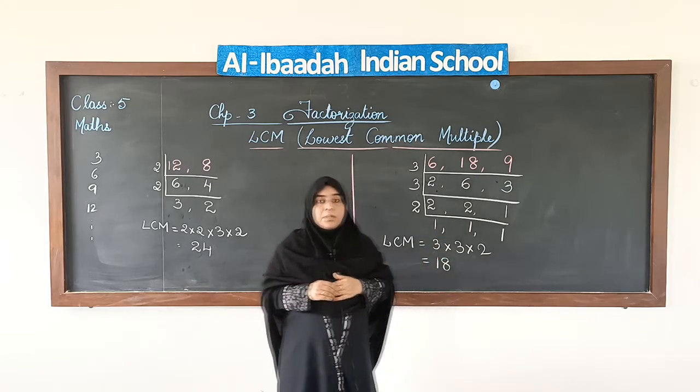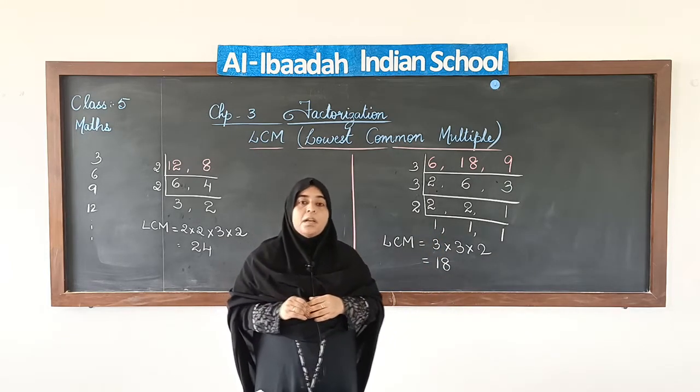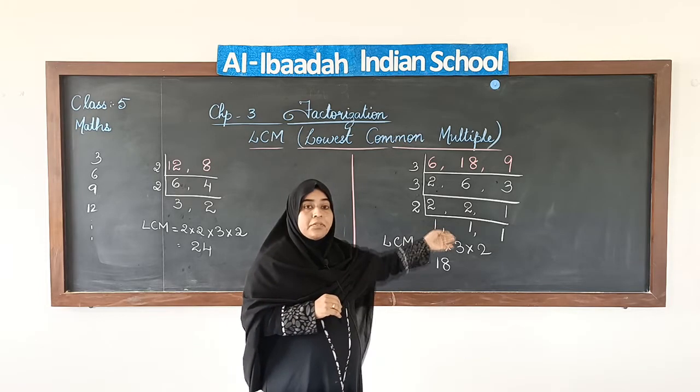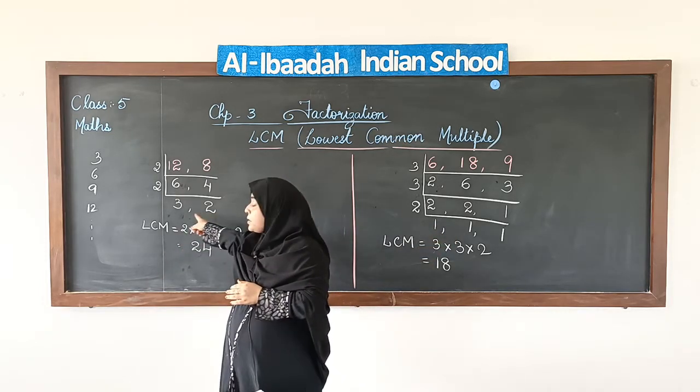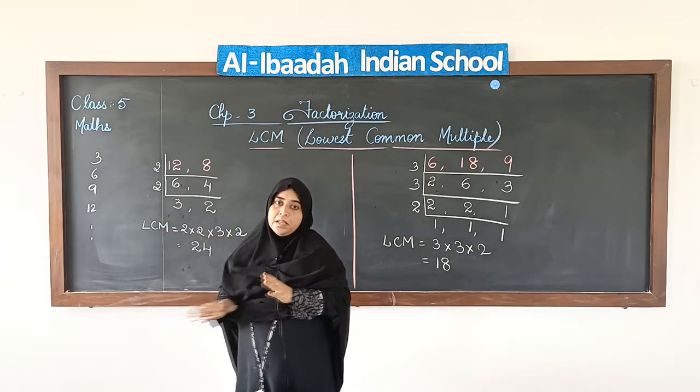So wherever possible you get the common factors, divide till you get 1, 1, 1 like this, or till you get all the prime factors at the end.